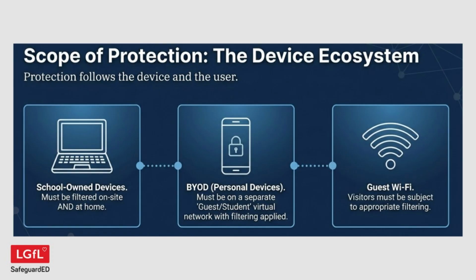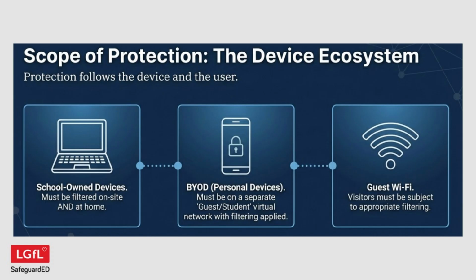Also, just to think about your device ecosystem, you need to be making sure filtering is set up and active everywhere on school-based devices and on your school network. So that includes guests and visitors that might be coming into your school and connecting to your internet.